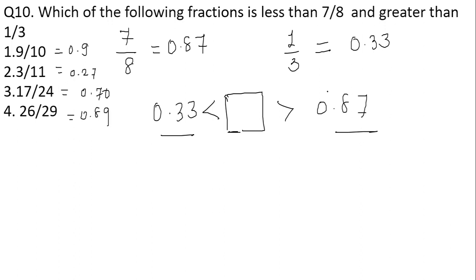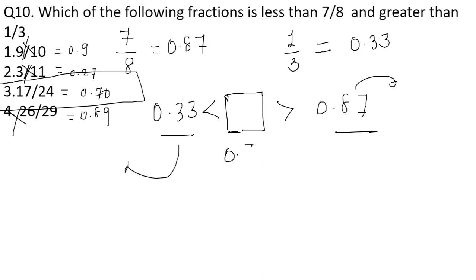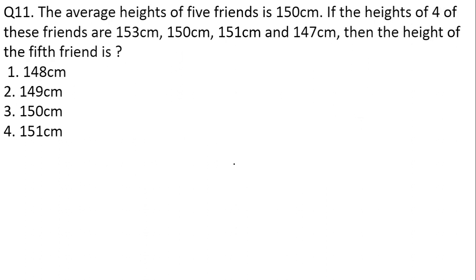So 0.89 is greater than 0.87, so this cannot be your answer. 0.9 is less than 0.33, so this cannot be your answer. Similarly, 0.27 is less than 0.33, so this also cannot be your answer. So your answer is option number 3, 0.70, which is lesser than 1 by 3 and greater than 7 by 8. Got it? Moving on to the next question now.